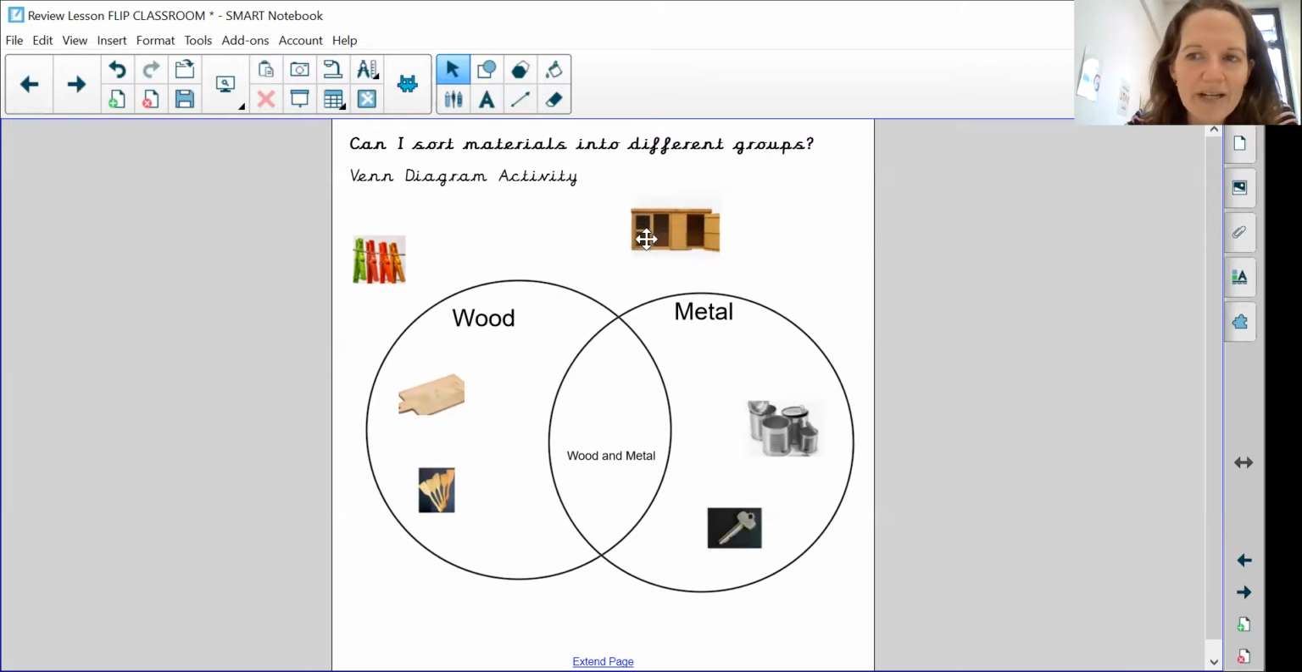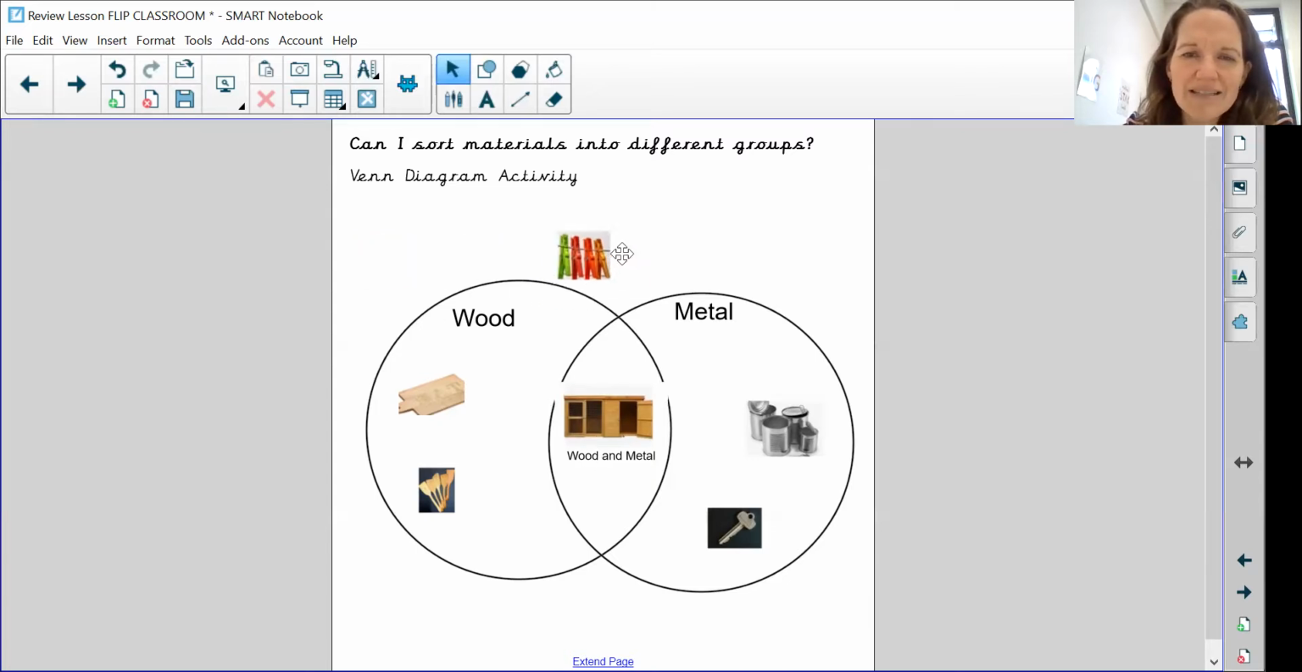Now, what about my rabbit hutch? It's made of wood, but in the door and on the windows there is some metal, so that I can see through it and see the rabbit, but it keeps the rabbit in to stop it escaping. So this would go in the middle because it is made of wood and metal.